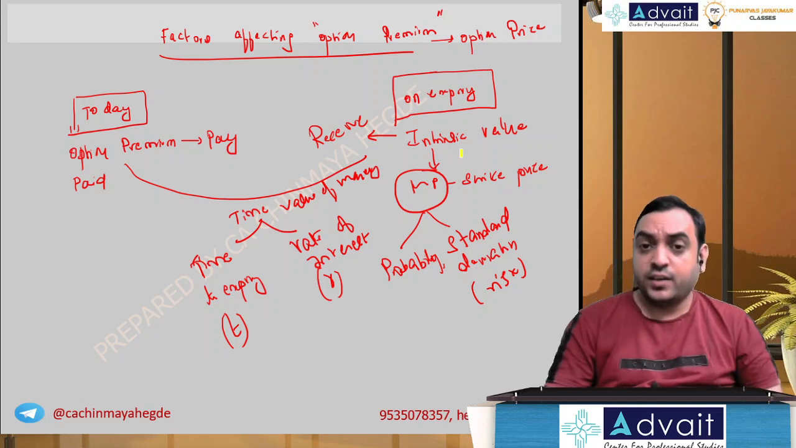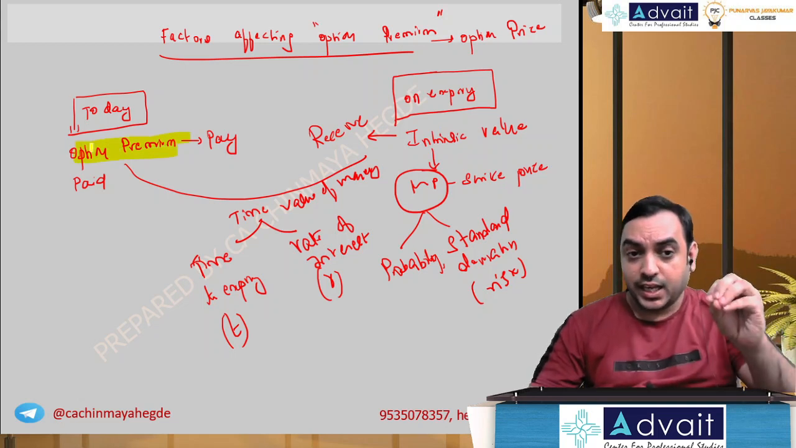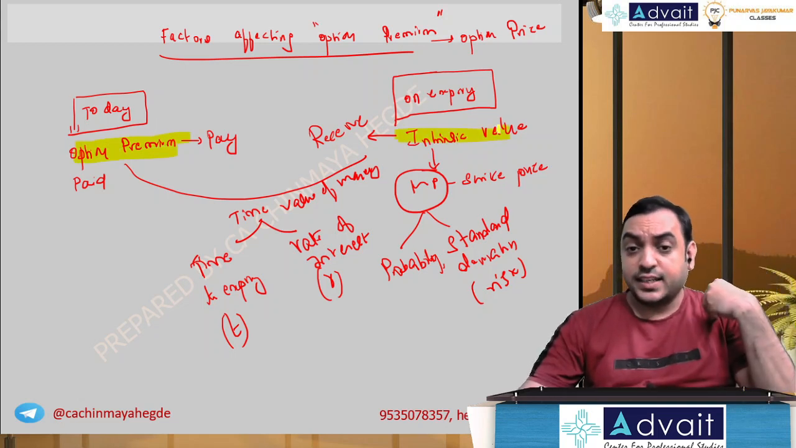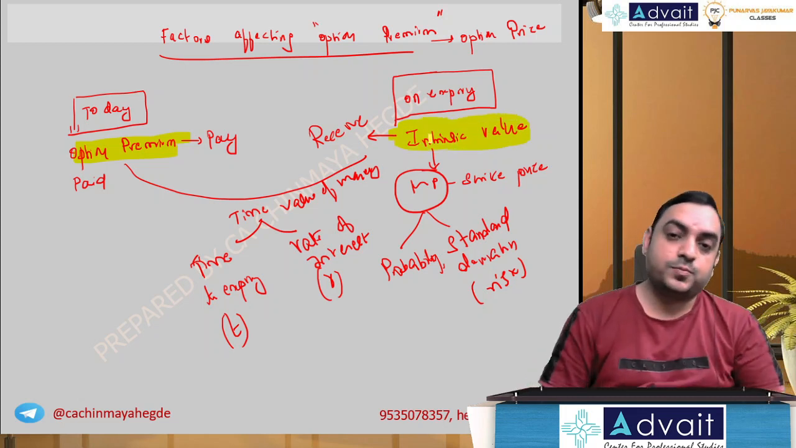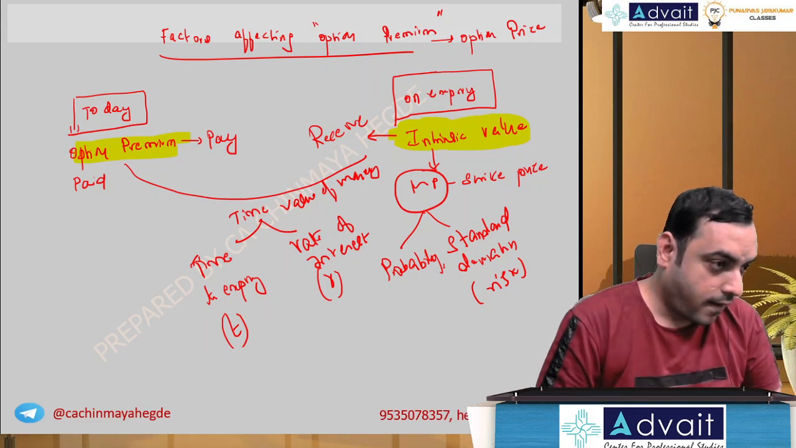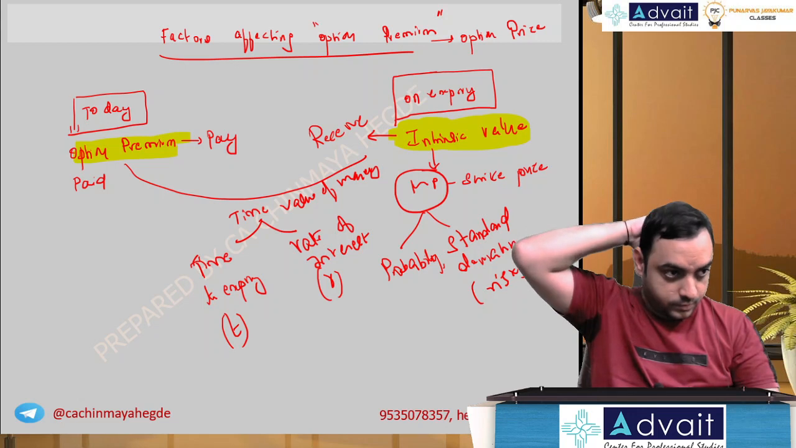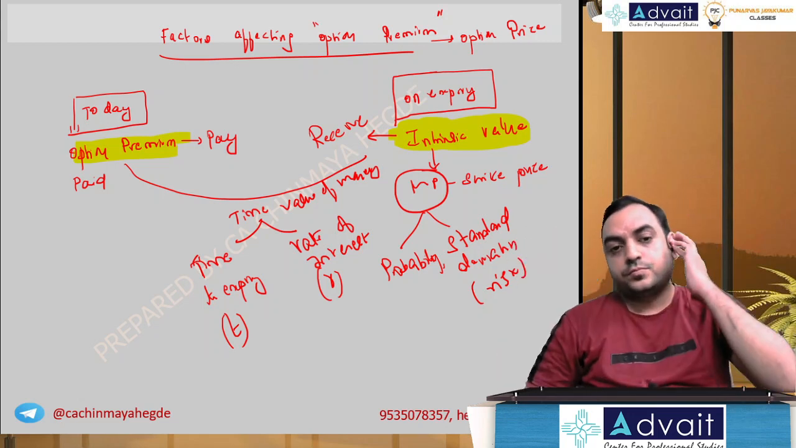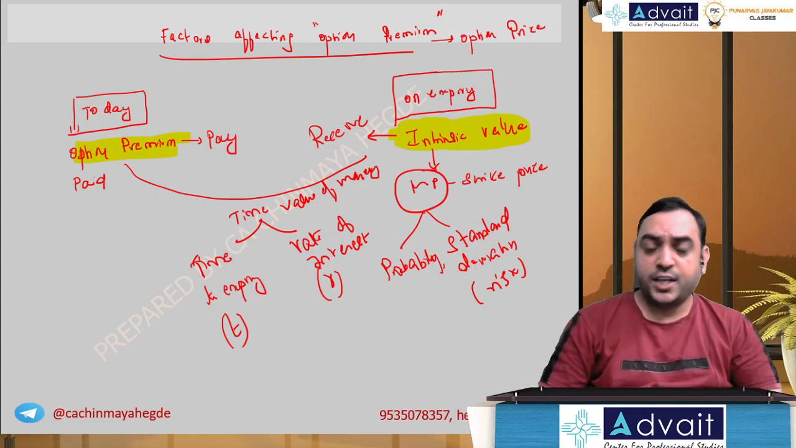But basic structure, did you understand? In the option, premium is what you pay, and what value you get, that is intrinsic value. Intrinsic value. Please write it down. Factors affecting option premium.